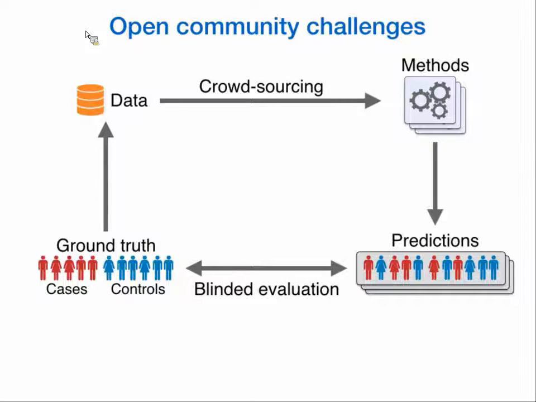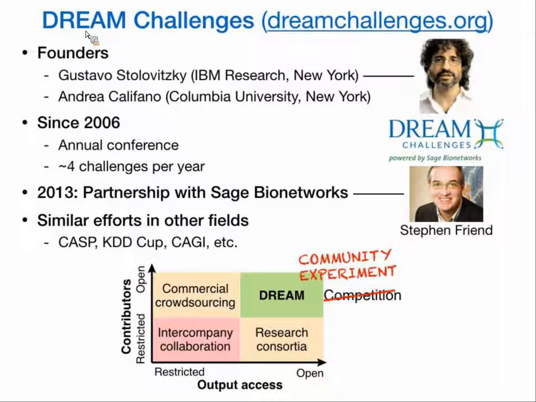This shows the basic structure of these DREAM challenges and also other similar open data challenges. In DREAM, we used a lot of clinical data recently in the last year, so you usually have a ground truth. In this example, you may have some clinical data from cases and controls. Now this data, instead of being locked up for a publication, is crowdsourced and made freely available to the community, and anybody interested can apply their methods and submit predictions, which are evaluated rigorously because the participants don't have access to the ground truth. So that's the basic structure of these challenges.